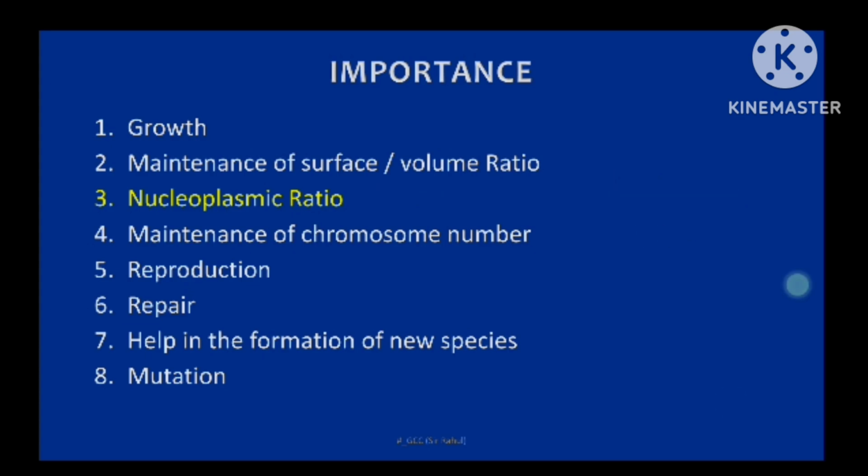Next, the maintenance of chromosome number. Mitosis involves the replication and equitable distribution of all the chromosomes so that all the cells of a multicellular organism have the same number and type of chromosomes. This helps in proper coordination among different cells. Next, reproduction. Mitotic cell division is the method of multiplication of unicellular organisms. The next one is repair. In multicellular organisms, new cells produced by mitotic cell division are utilized for replacing old or worn out cells.